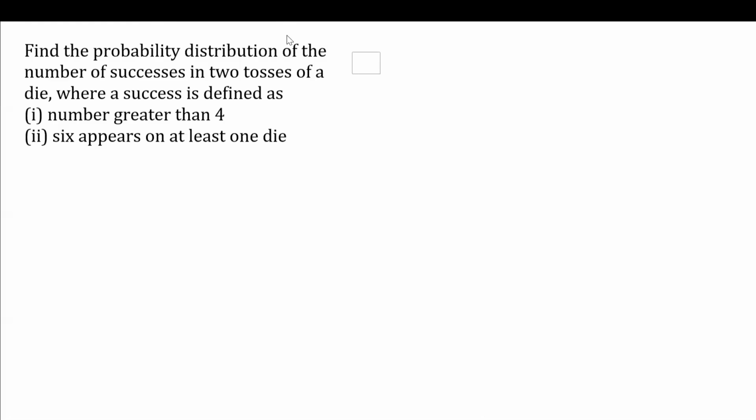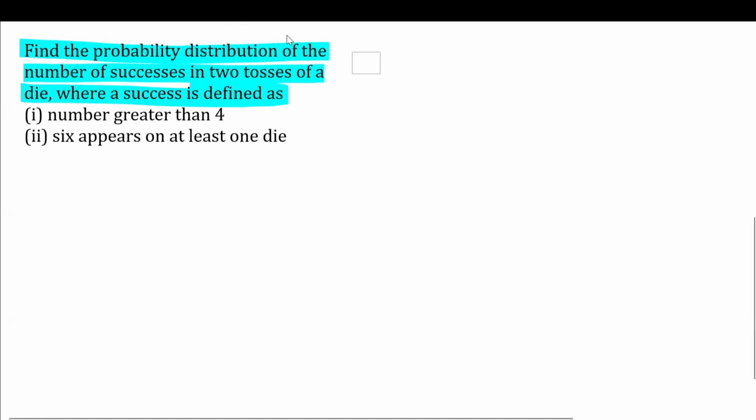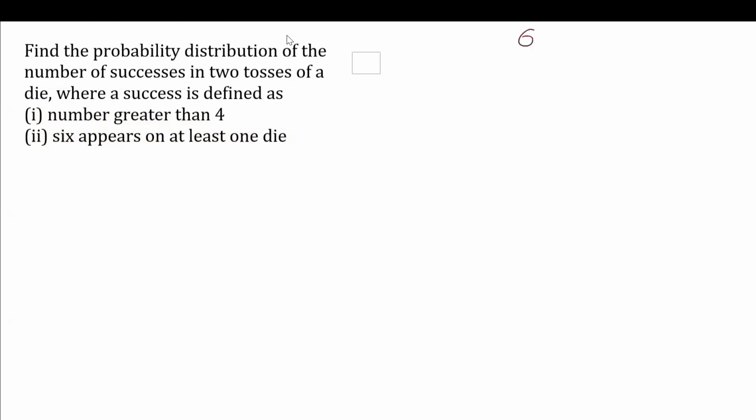In this question from the chapter probability, the question says: find the probability distribution of the number of successes in two tosses of a die, where success is defined as a number greater than 4, and in the second case, a number 6 appears on at least one of them. First thing we should know is that when a die is tossed there are 6 outcomes, and for two tosses, 6 into 6, that is 36 observations in total.